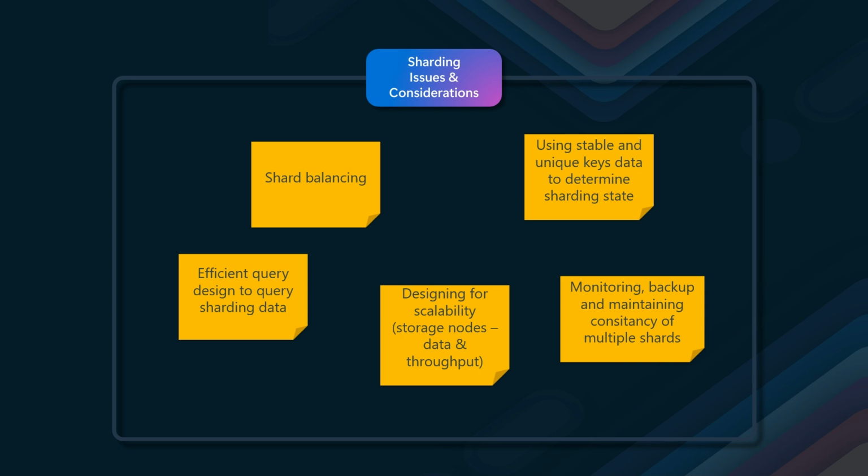Additionally, when designing for scalability, both the data and throughput must be considered. This involves planning for the addition of more storage nodes as data grows, ensuring that the system can handle increased load without compromising performance. Lastly, monitoring, backup, maintainability, and maintaining consistency across multiple shards is an ongoing task that requires continuous attention. Regular monitoring helps identify potential issues before they become critical, while consistent backups ensure data integrity and availability in the event of failures.